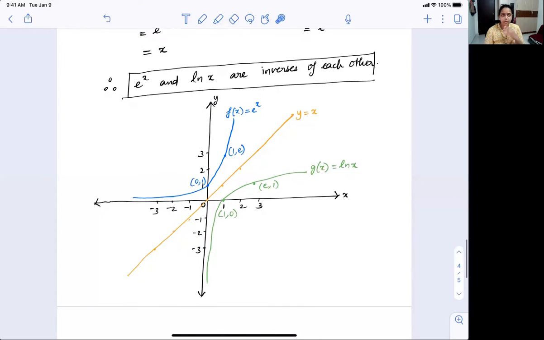That's the beauty, the graphical property of inverse functions. The important result to take away and remember here is that exponential and ln functions are inverses of each other.